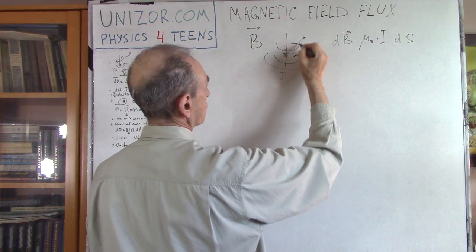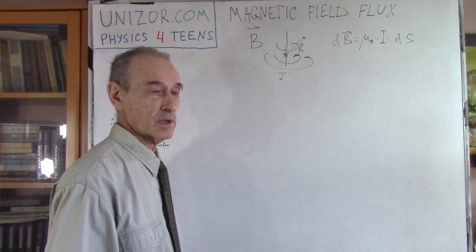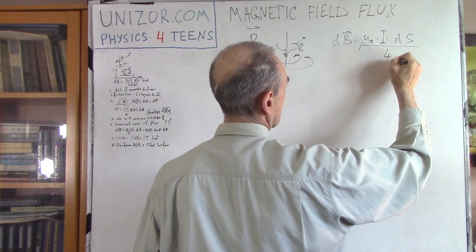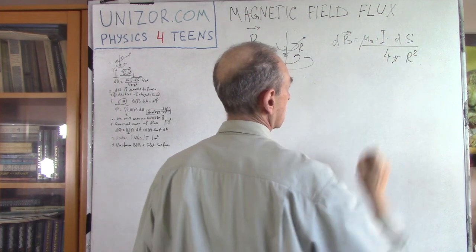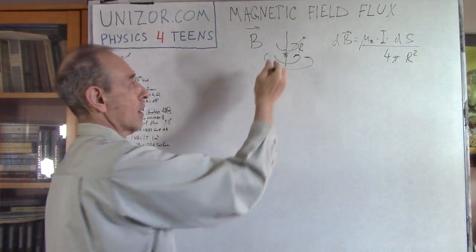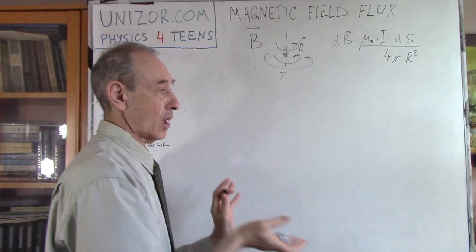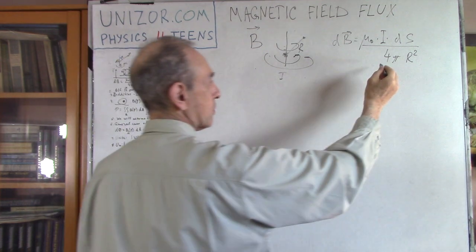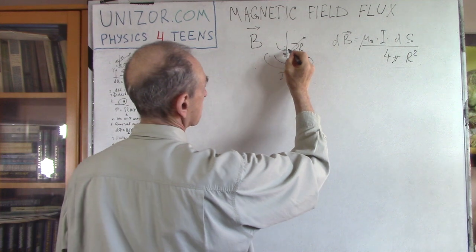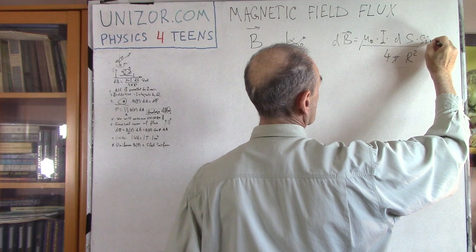Now, this is important: distance. Obviously, the further we are, the smaller the magnetic field intensity should be. So we have to divide it by 4 pi r squared. If you remember, 4 pi r squared is the area of a sphere around this particular piece. So the energy is distributed onto the whole surface of the sphere, and that's why you have this in the denominator. Now, also, what's important is this angle. Let's call it alpha. And we have to multiply by sine of alpha.